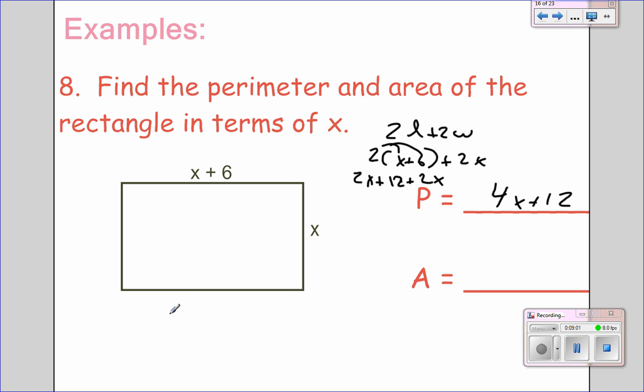And the area is length times width. So x times x plus 6, multiply everything. X times x is x squared. X times 6 is 6x. So x squared plus 6x.